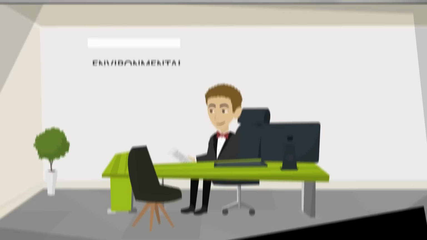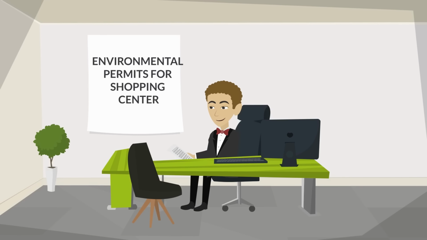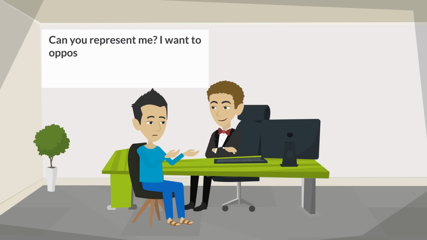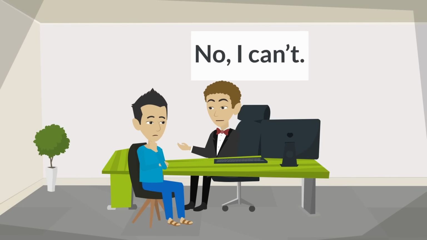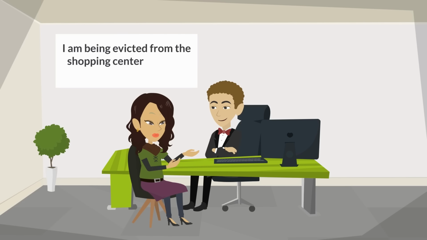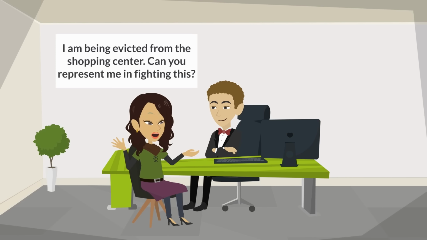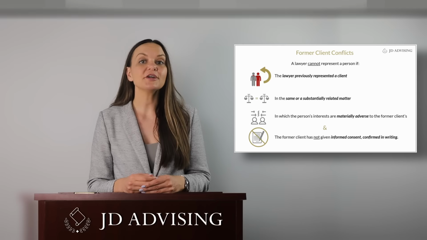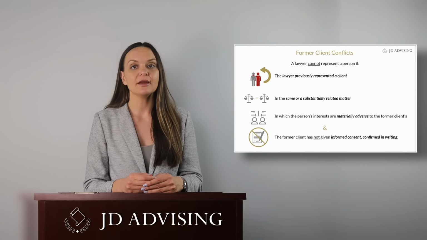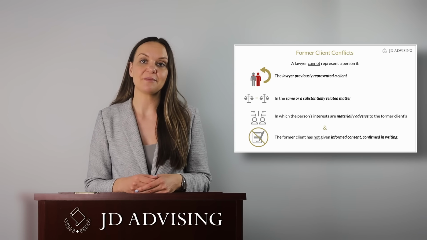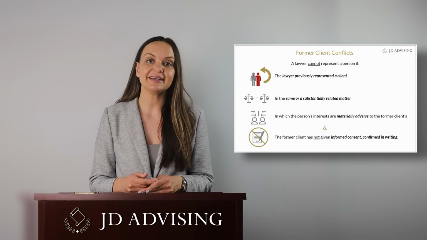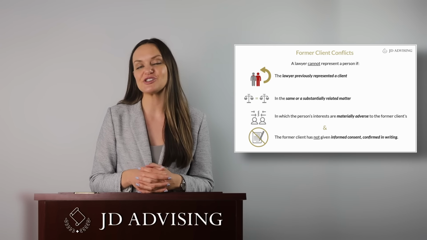Next example, a lawyer who's previously represented a client in securing environmental permits to build a shopping center would be precluded from representing neighbors seeking to oppose the rezoning of the property on the basis of environmental considerations. However, the lawyer would not be precluded on the grounds of this substantial relationship from defending a tenant of the completed shopping center in resisting an eviction for non-payment of rent. The lawyer cannot switch sides regarding the environmental permit because this is the same matter. However, as it relates to the lease agreement, that is not the same matter, nor is it considered substantially related because there is no risk of shared confidential information.